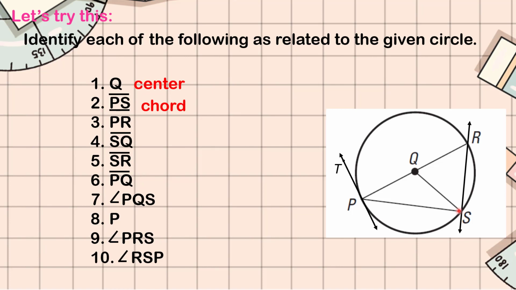Number 3. What is segment PR? Segment PR is a diameter, because it passes through the center of the circle.